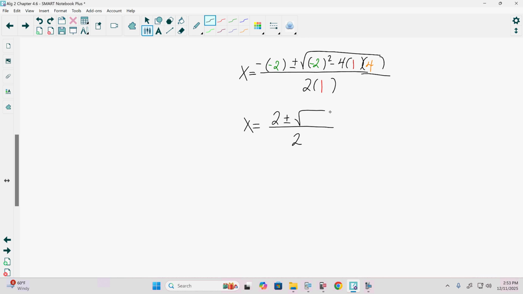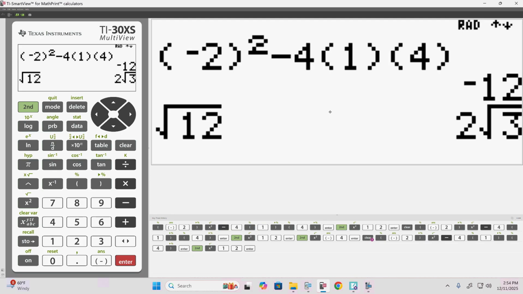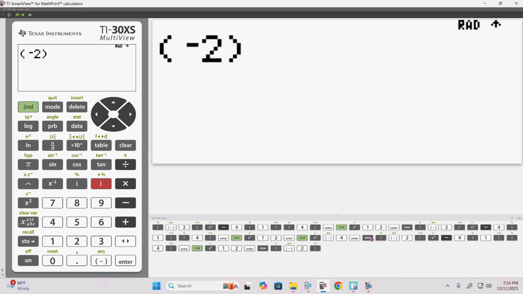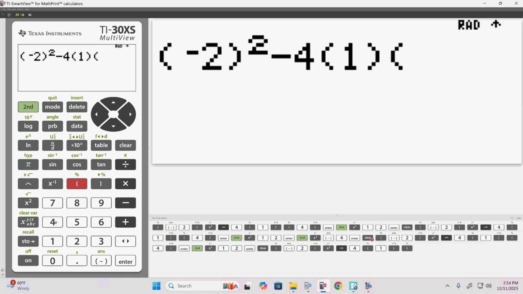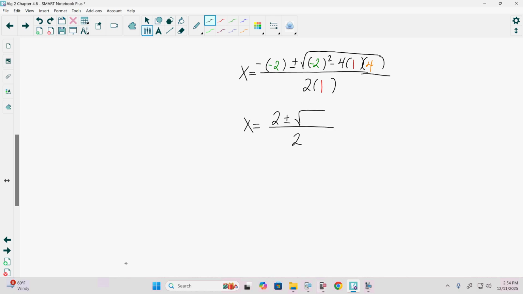Now, inside the square root, it's going to be nice to just type that whole thing in and let it simplify it for us. So negative 2 squared minus 4 times 1 times 4 is negative 12. Now, we do need to simplify the square root of negative 12. So we will have i. That negative is going to come out as i.